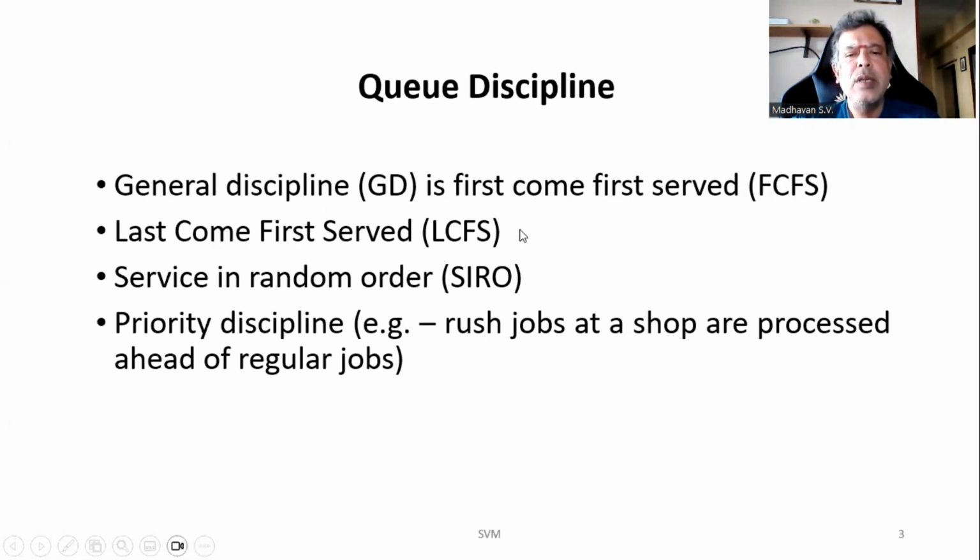Last come first served, in case of emergencies in hospital, somebody is bleeding and entering the hospital, means that person will be taken for service first.